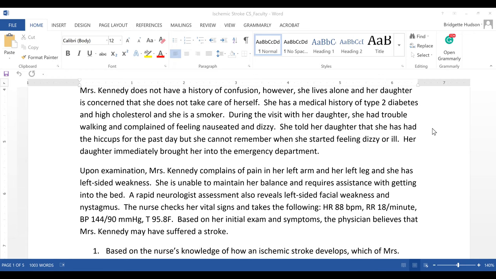So we check her vital signs. Heart rate's 88, that's normal. Respiration's 18, that's normal. BP 144 over 90, that's slightly elevated, but it's definitely out of our range. Based on her initial exam and symptoms, the physician believes that she may have suffered a stroke.